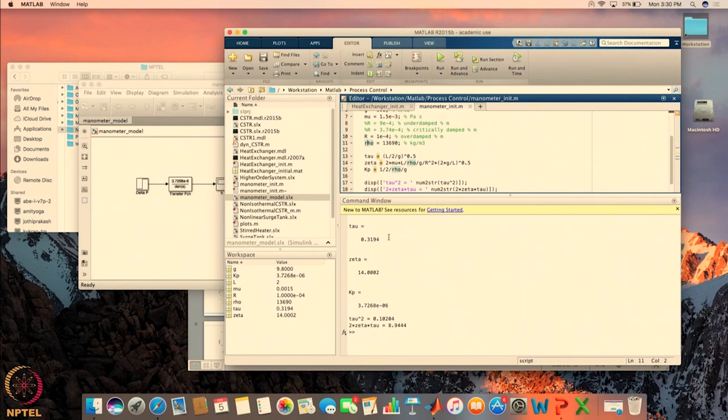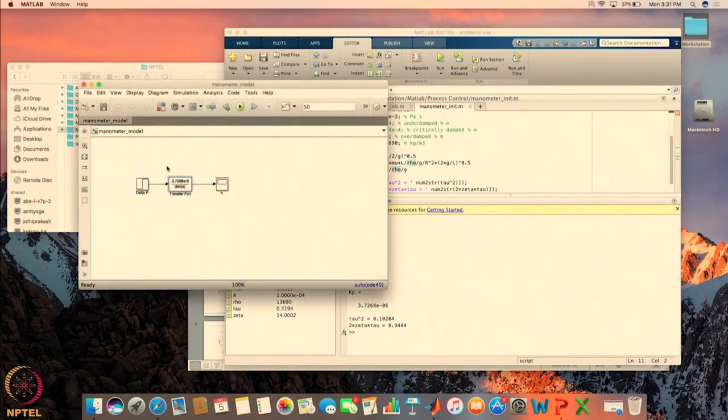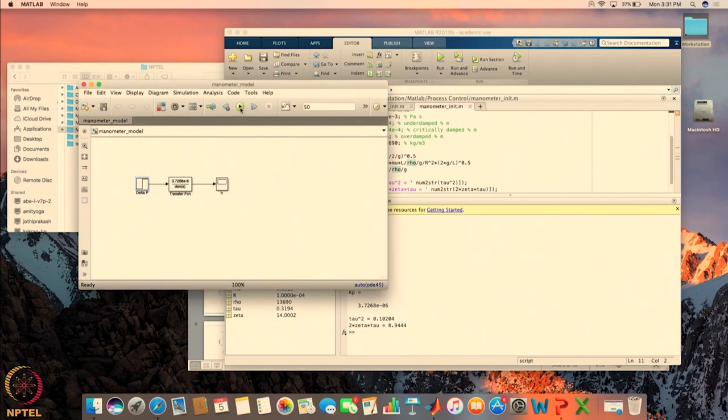We get tau equal to 0.3194. We have zeta, which is greater than 1, which is in fact equal to 14, and the gain value is given here. In that case, tau squared will be 0.1, and the intermediate term, 2 zeta tau, will be 0.944. So we'll enter these values as a second order response system. The gain goes here. This is tau squared, twice zeta tau, and 1. And when we see the response of this system to a step input in terms of the pressure drop, we increase the pressure by this amount of Pascal, or 10 kilopascal. What we would get is the response of this system.